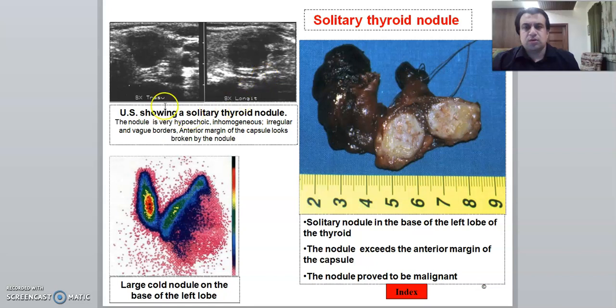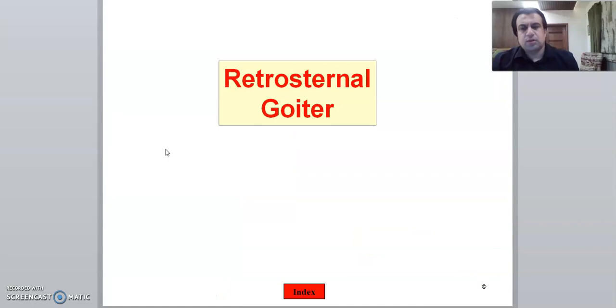So this is the ultrasound showing a solitary nodule here. You can see this is the thyroid gland and a single nodule over it, and this is the thyroid scan of a patient with a solitary nodule. And now coming to the retrosternal goiter, this is another type of goiter which extends, as the name says, retrosternally.